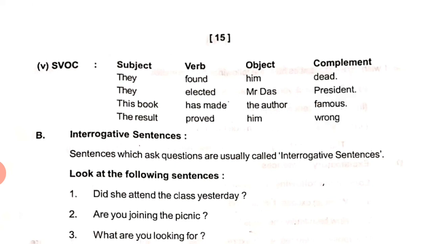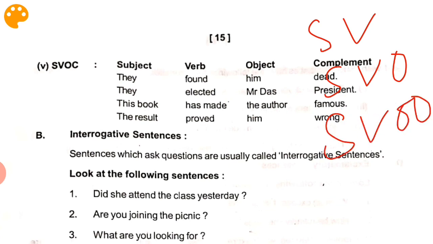So this is the end of the patterns of the declarative sentence. Again, I am going to repeat it so that you can understand and remember it very well. There are 5 patterns in a declarative sentence. The first is SV, then SVO, then SVOO, then SVC, and at last SVOC.